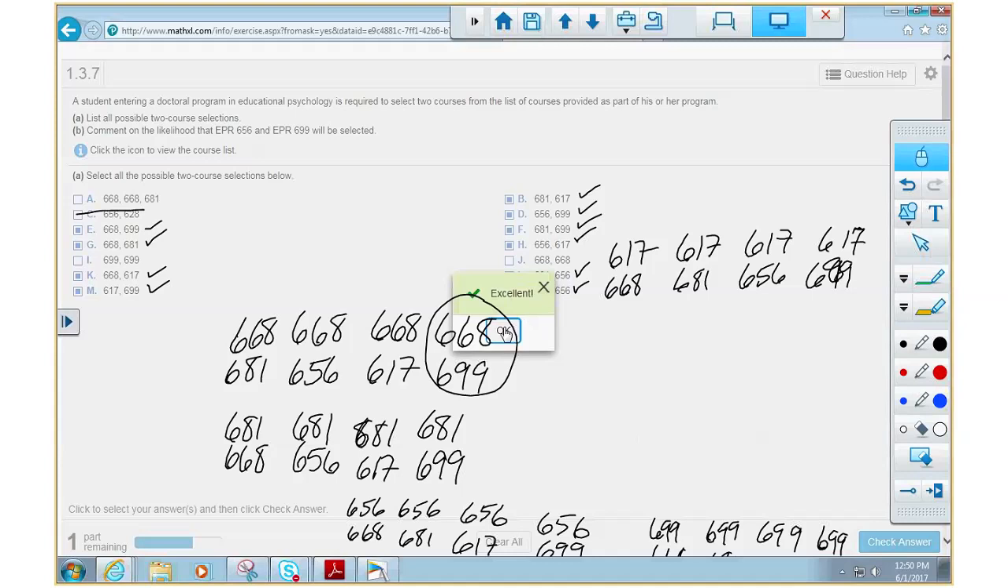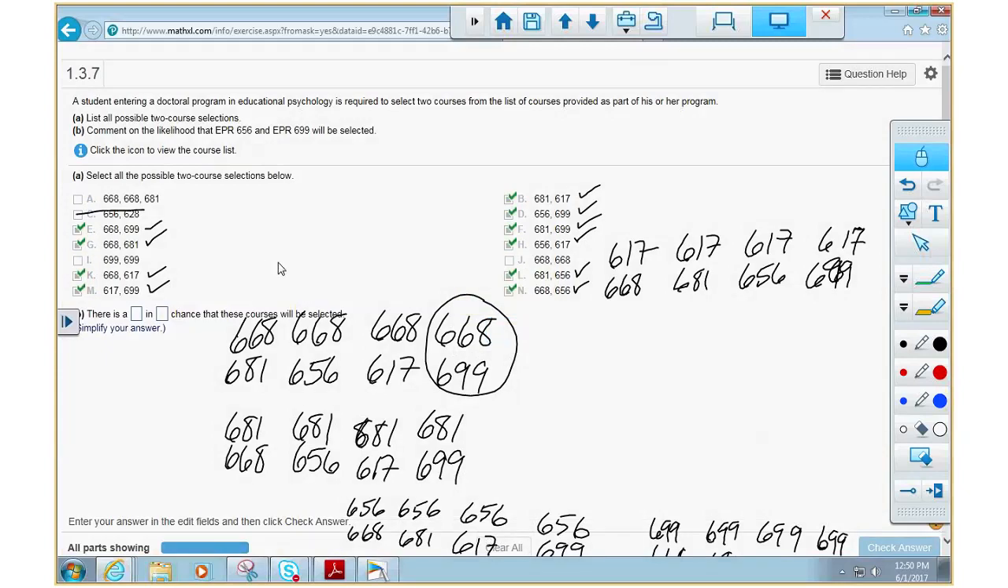All right, everybody got that one? Okay, now the second one. Comment on the likelihood 656, 699. 656, 699, and then 699, 656. Now, if you're talking about order, if the order matters, if it has to be 656 first, then it's 1 out of 1, 2, 3, 4, 5, 6, 7, 8, 9, 10, 11, 12, 13, 14, 15, 16, 17, 18, 19, 20. 5 times 4 is 20, right? So it's 1/20th, 1 out of 20.